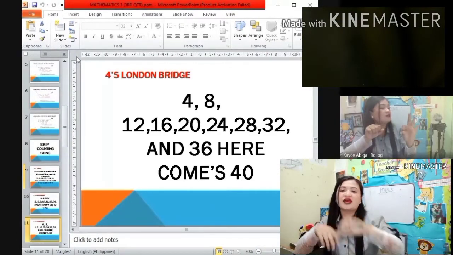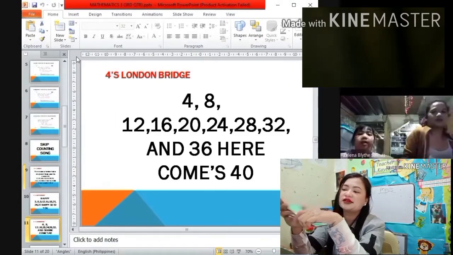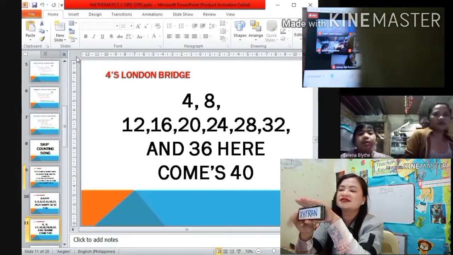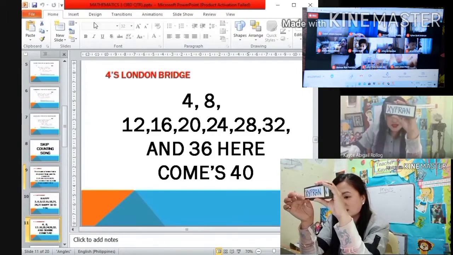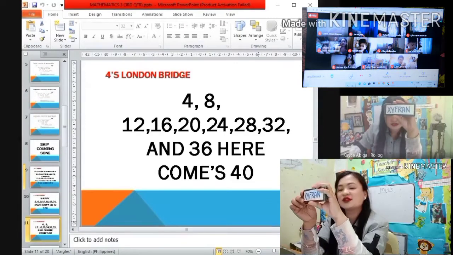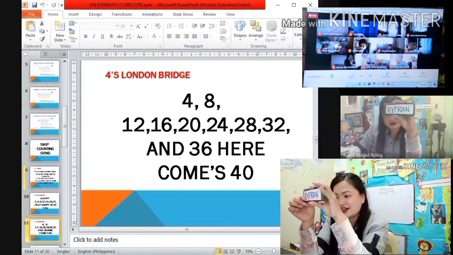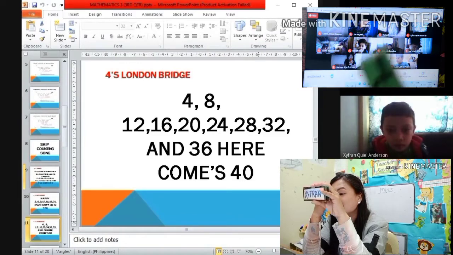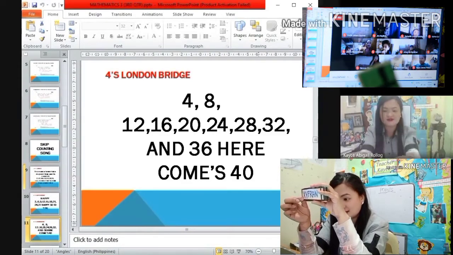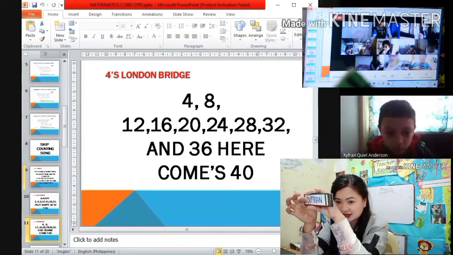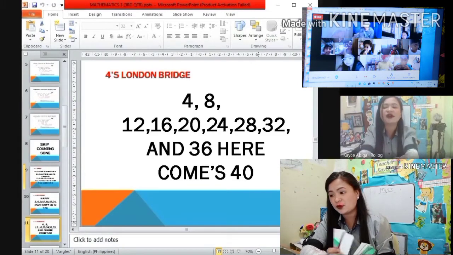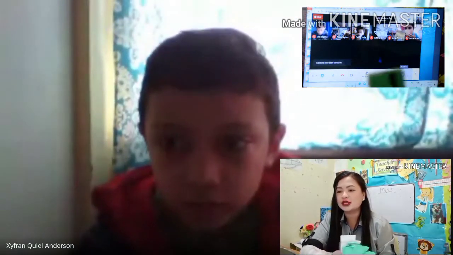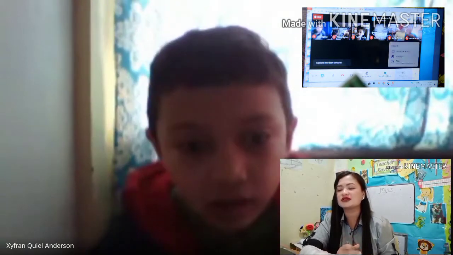Got the song? Okay, here comes our choosing who will sing it. Saifran? 4, 8, 12, 16, 20, 24, 28, 32, and 36. Here comes 40. Very good. Again, this skip counting by 4 will answer the multiplication table of 4.